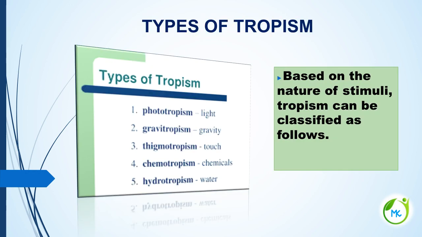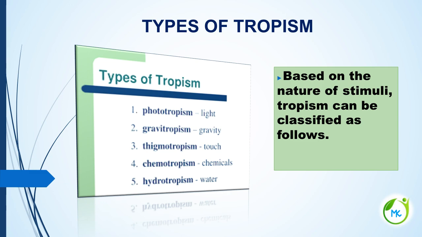Let's see the different types of tropism. So this tropism can be classified into different types based on the nature of the stimulus. So what are the different types of tropism? When the stimulus is light, that kind of tropism is called phototropism. Photo meaning light. So the movement of the plant part towards the light is called phototropism.